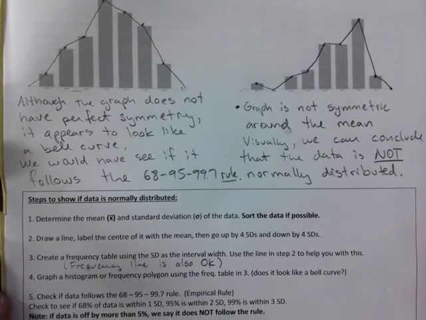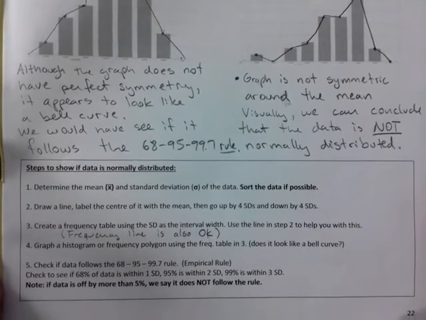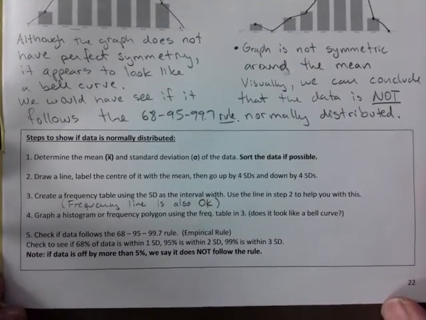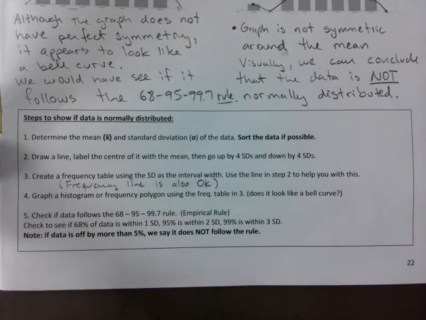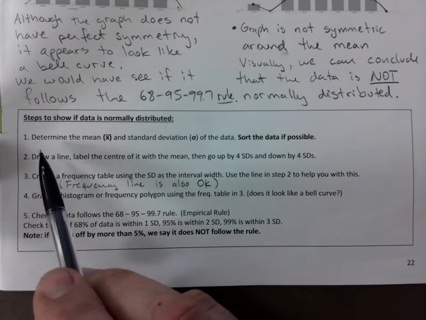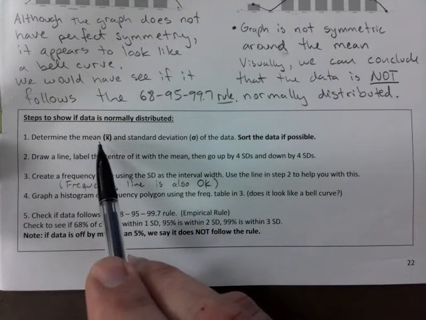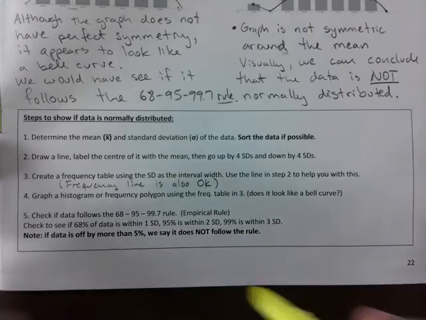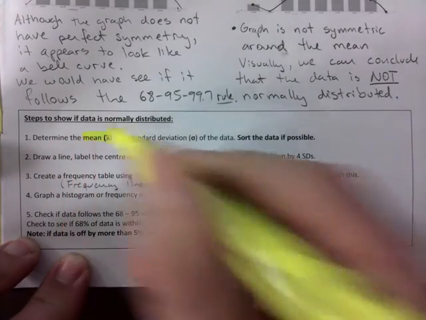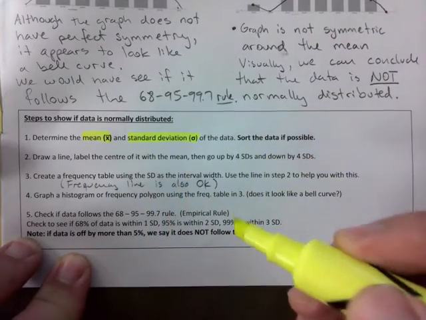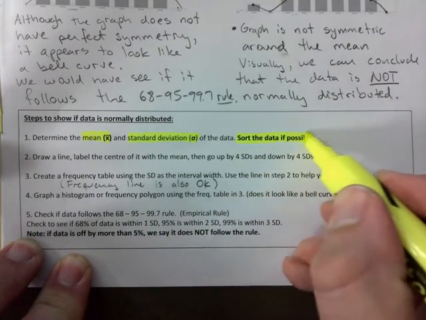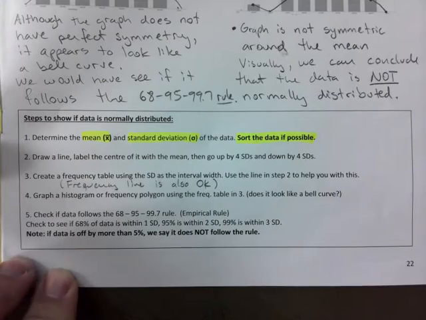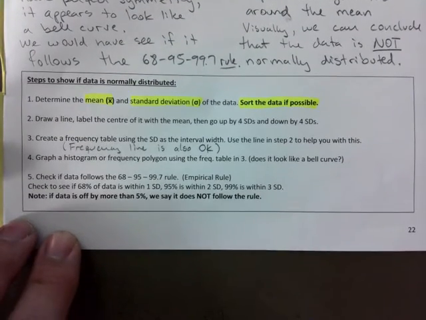So let's go into the steps on how we will proceed. Okay, so this is where I'm going to make a slight change because I worked through these questions and I want to make it easy for you. Okay, so here it is. The first step is always determine the mean and the standard deviation. Right, mean and standard deviation, of course. Sort the data if it's possible, and most of the time for us it is. We have a calculator that helps us do that.